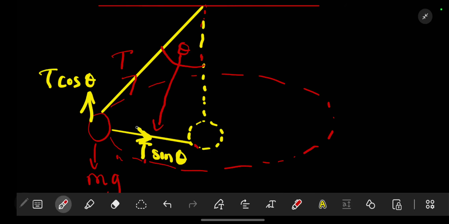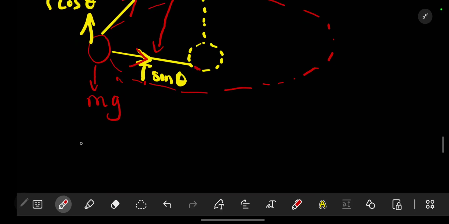So in this case, as you can see, this T sine theta is the one that is pointing inside. That means to say it provides the centripetal force. So for us, we are going to say the summation of forces, let's say in the y direction, is equal to 0.